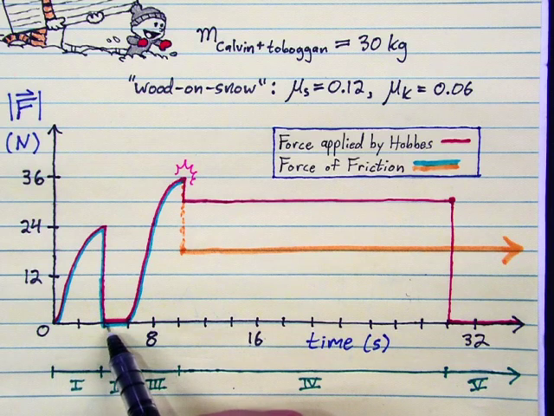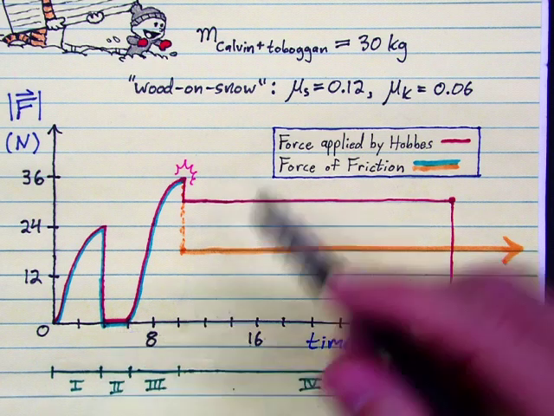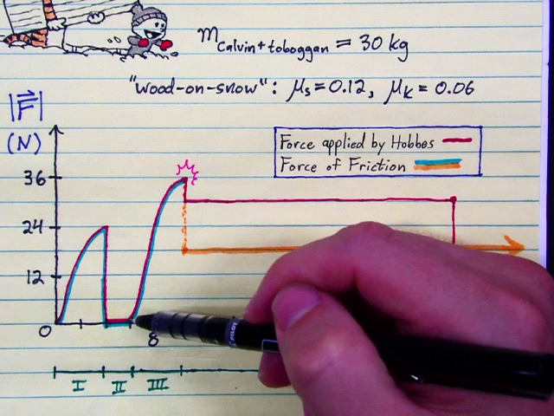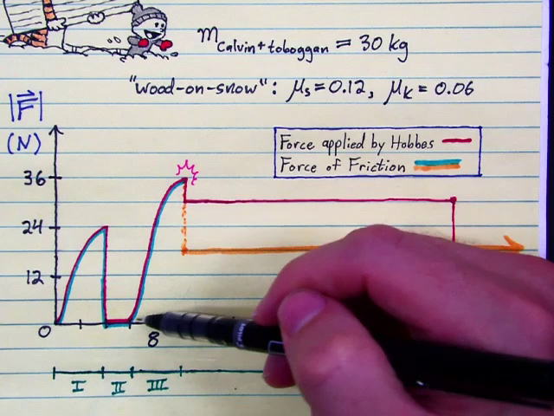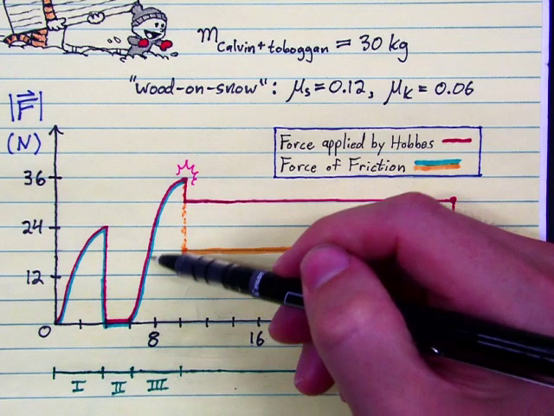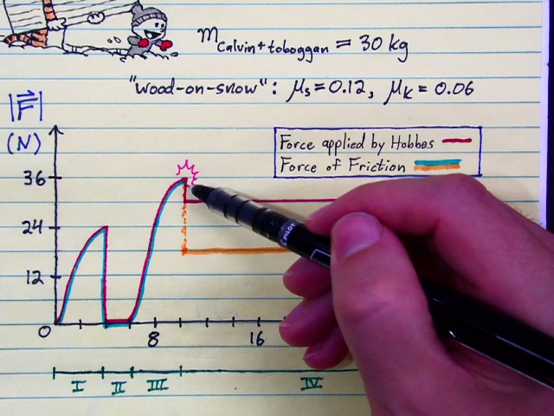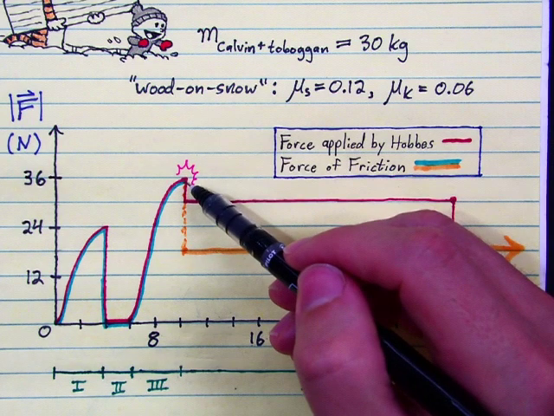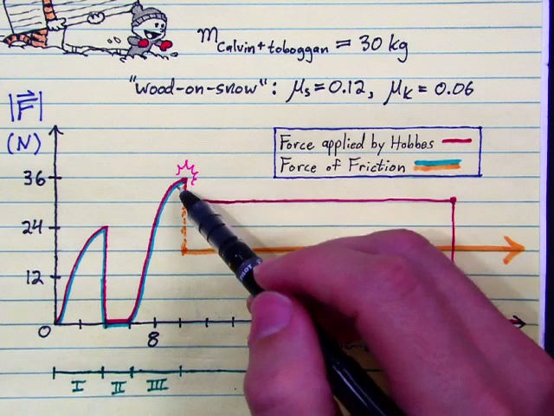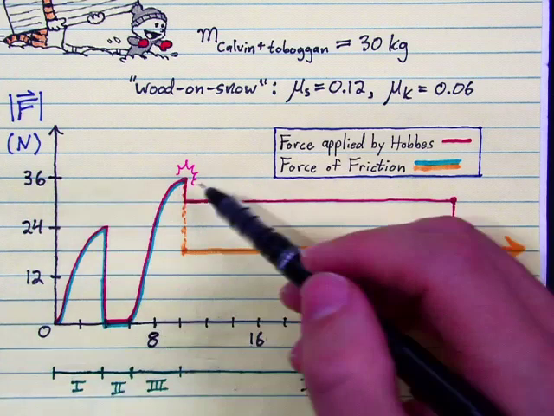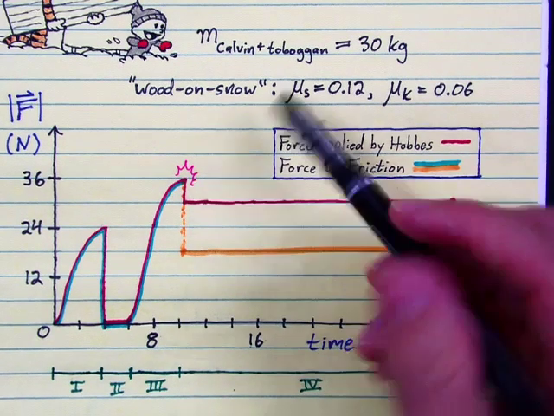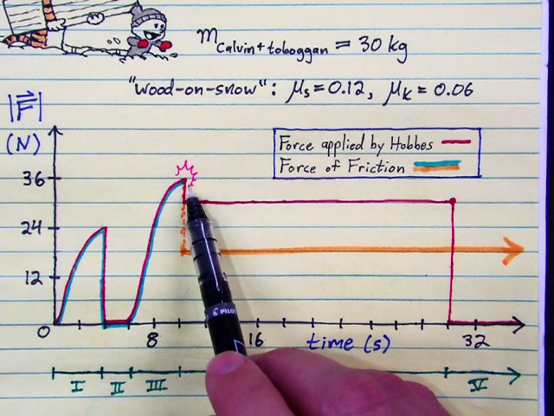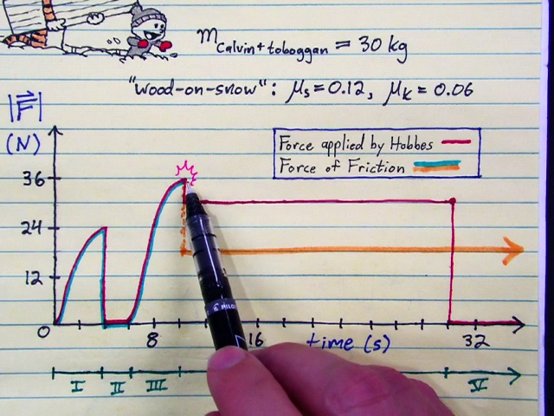Hobbes takes a breather for a couple of seconds here, exerting no force, and then tries to push again. This time he pushes even harder. His applied force grows and grows up until this moment when static friction, which has been growing to match him the whole time, can no longer match that applied force. Once Hobbes pushes with a little more than 36 newtons of force, that's the maximum force of static friction, he breaks static friction right there. And at this moment, Calvin starts to move.